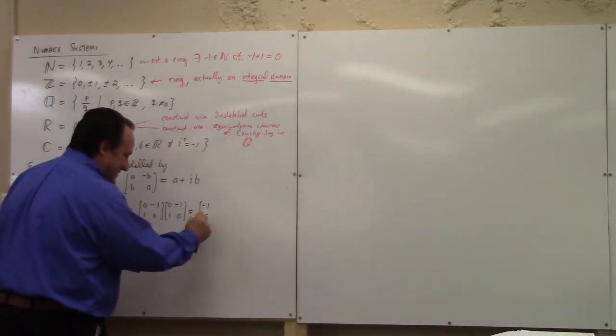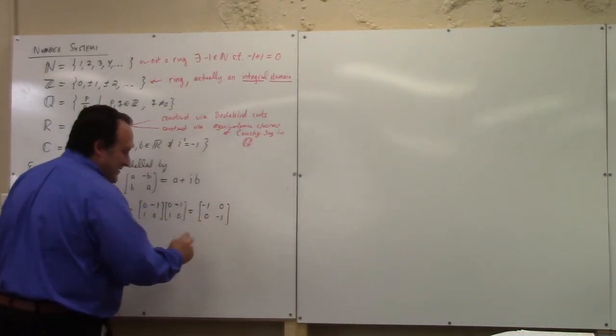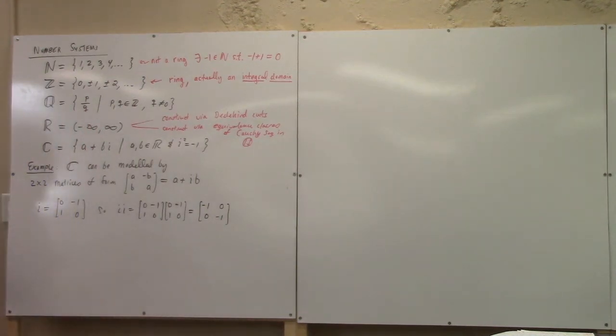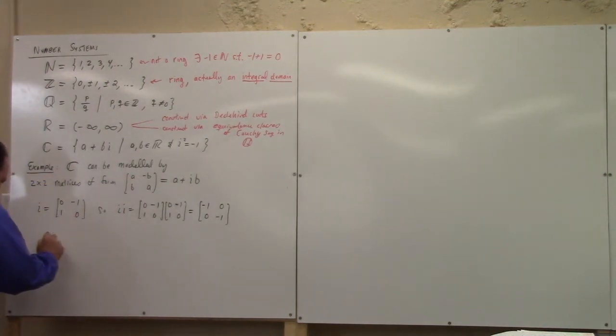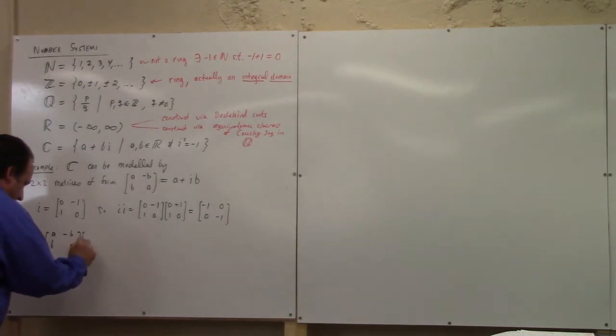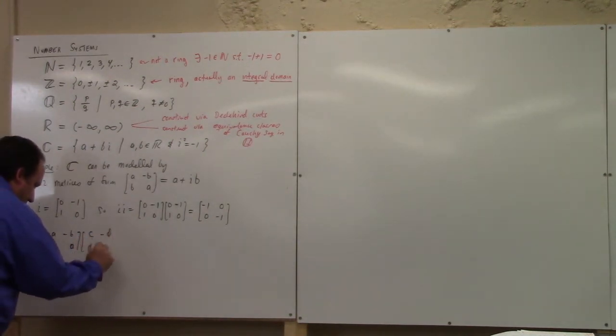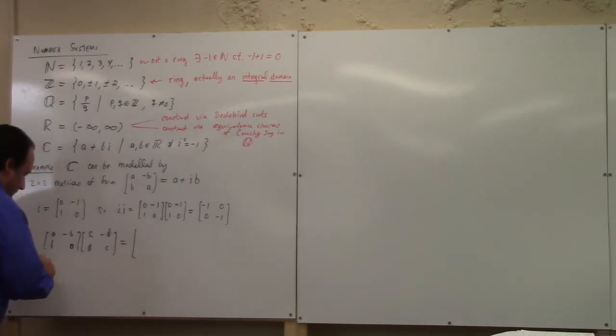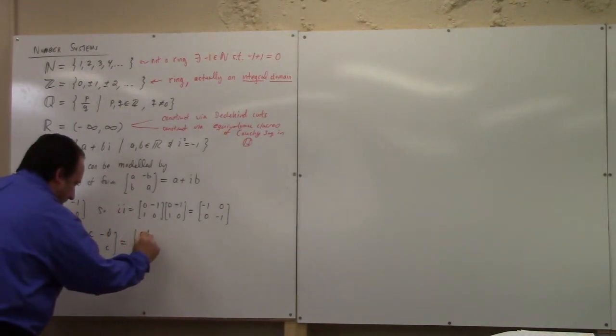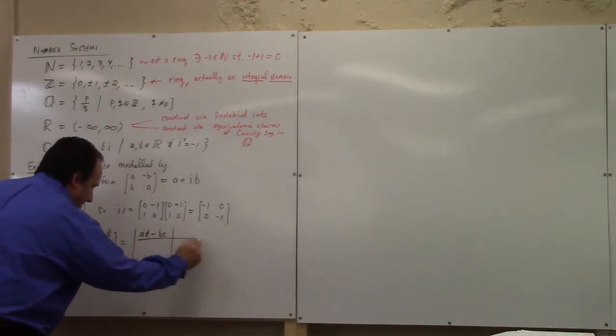So -1, 0, 0, -1 is what we get. Of course, you should recognize that as minus the identity matrix, right? So, and if you multiplied two of these, A, minus B, B, A, times C, minus D, D, C, what do you get? You get AD minus BC.